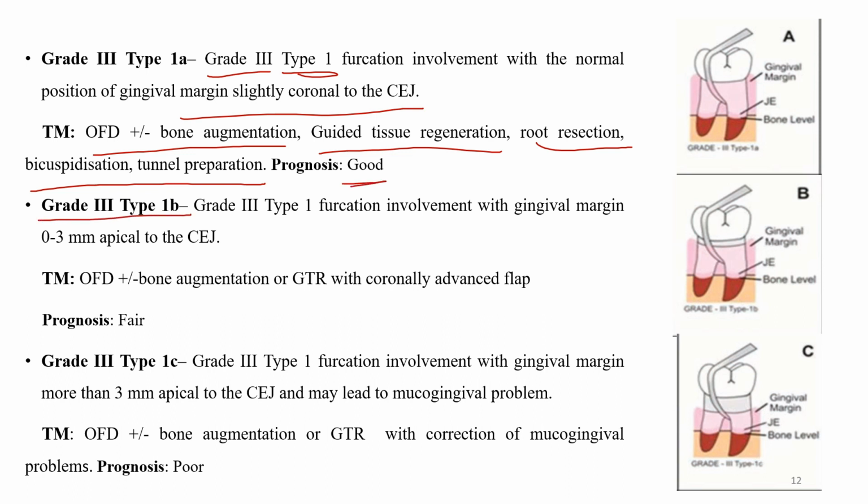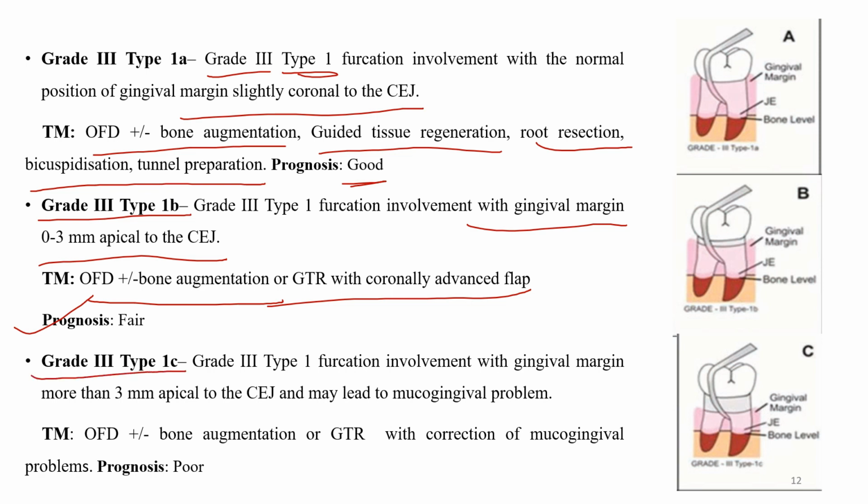Grade 3 type 1B. Again, all the characteristics of grade 3 type 1. Small b denotes the gingival margin position 0 to 3 mm apical to the CEJ. Treatment modality will be OFD plus bone augmentation or GTR with a coronally advanced flap. Prognosis is fair.